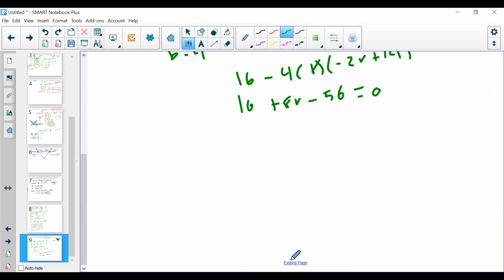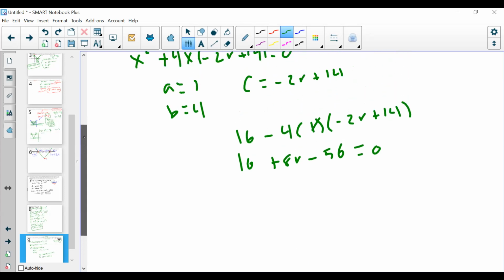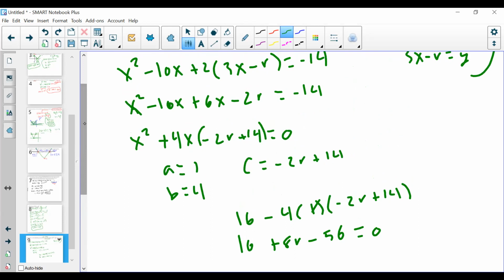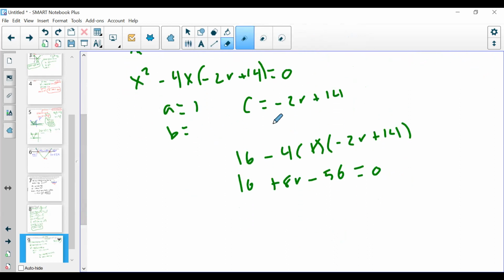All right. So from here, just solve for r. One second, sorry to interrupt. Isn't the b value negative 4? Because 10x plus 6x equals negative 4x. Yes, you are 100% right. It should be negative 4. Thanks for pointing that out. But that's not going to change too much. Let's go over here.